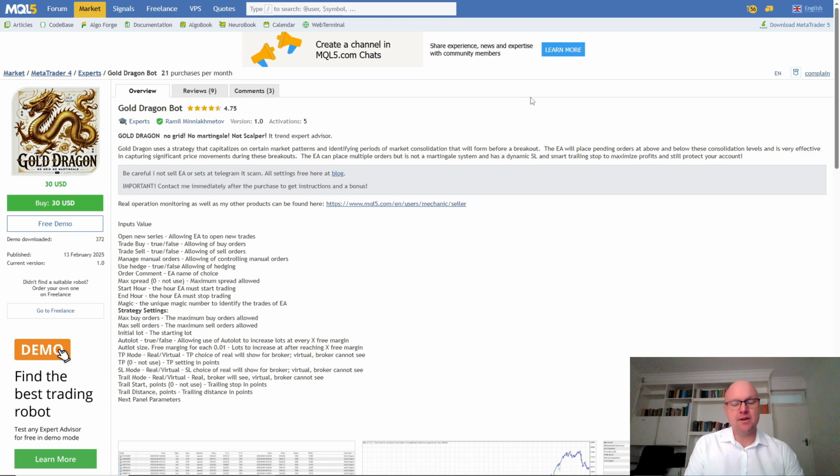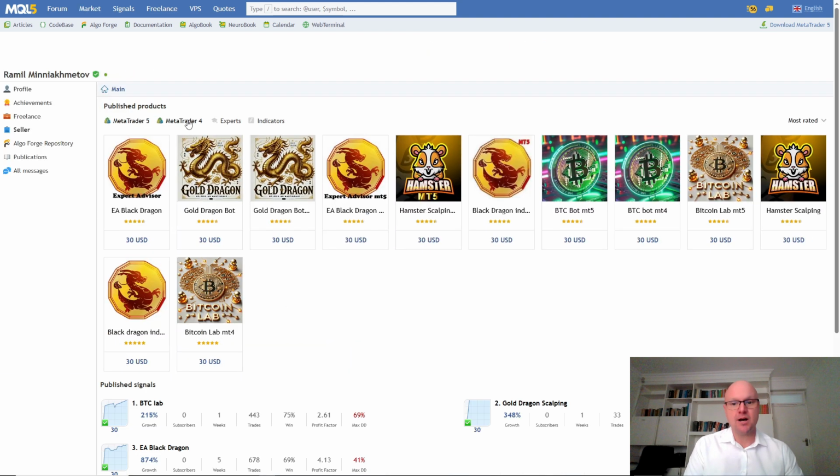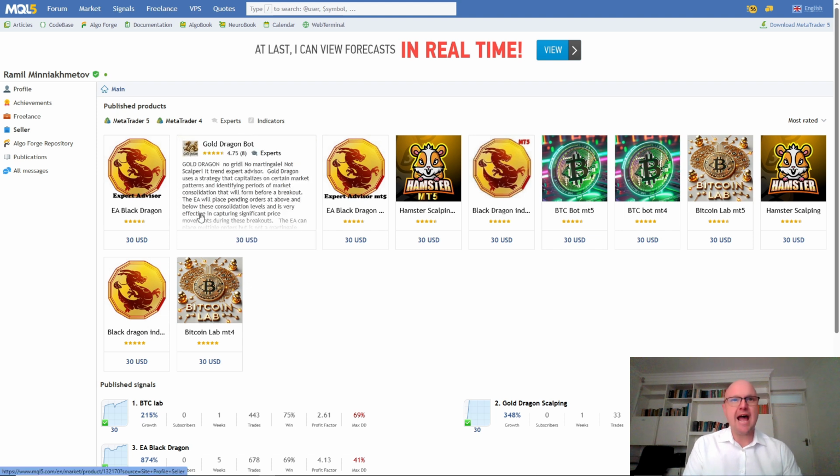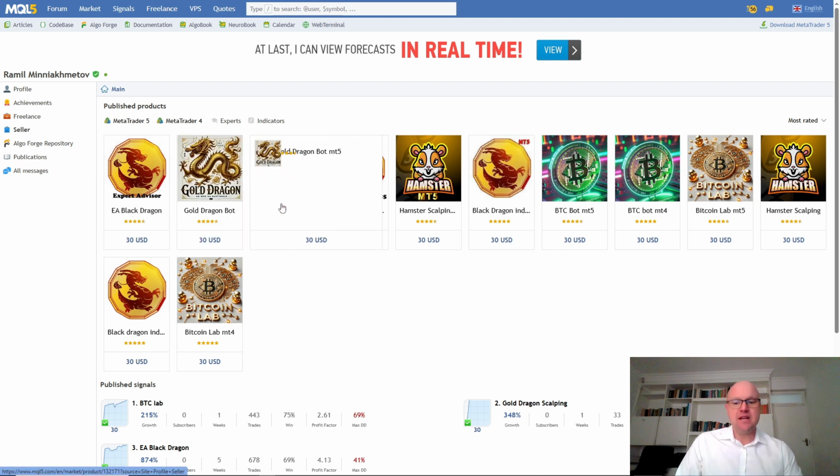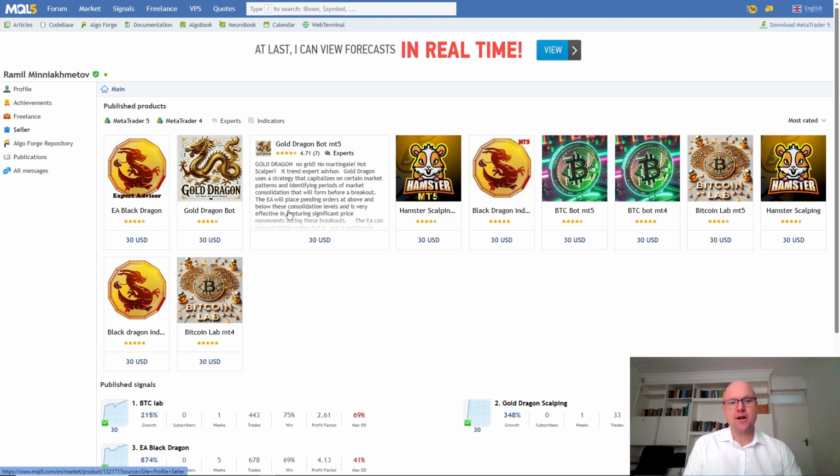I've already used one of his other expert advisors, EA Black Dragon, but for those of you who are not familiar with the developer, Rummel has a few different trading robots available on the MQL5 marketplace. And this robot, Gold Dragon Bot, is available for both MT4 and MT5, meaning it doesn't matter which of the two you're currently running.